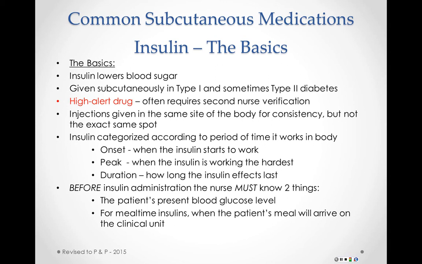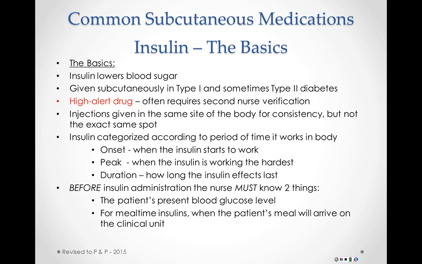Insulin is categorized into types according to the period of time it works in the body. The nurse must know and understand the onset, peak, and duration of each type of insulin. The onset is the amount of time it takes the insulin to start working, or more specifically, how soon it will start lowering blood sugar. The peak effect is when the insulin is working the hardest, and the duration is the length of time the insulin effect lasts in the body.